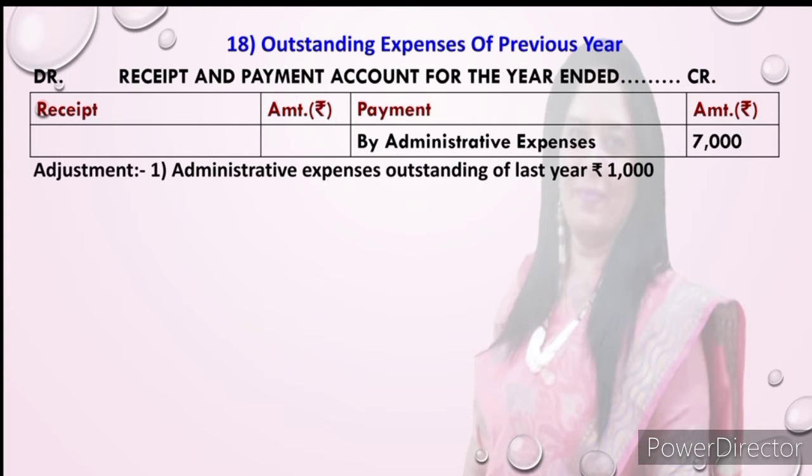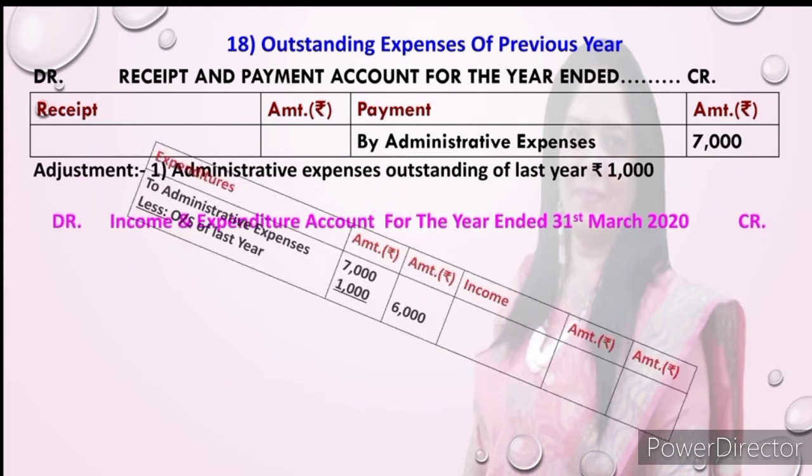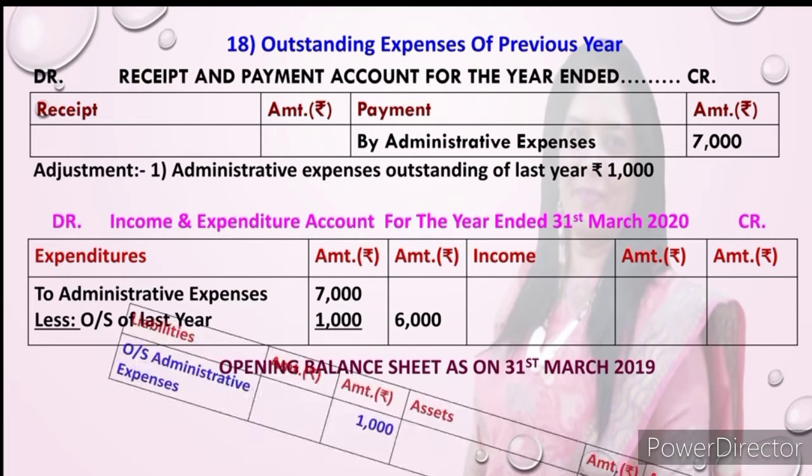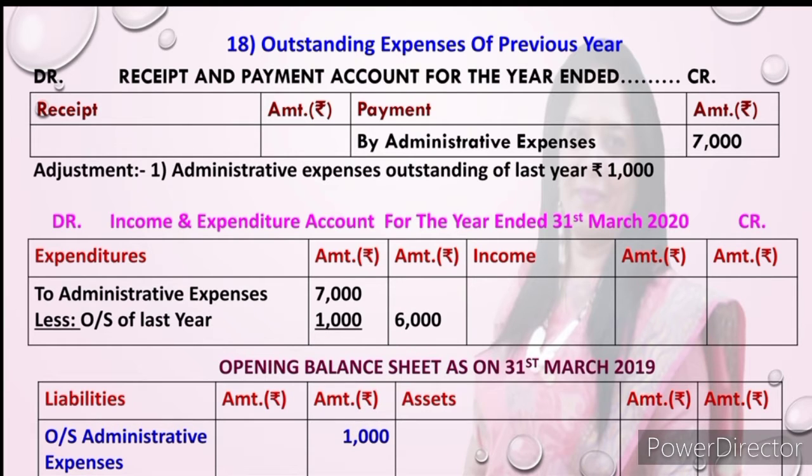The receipt and payment account is given, and on the payment side it is mentioned: by administrative expenses 7,000. The adjustment given is administrative expenses outstanding of last year 1,000 rupees. First of all, this administrative expenses 7,000 we will record in the income and expenditure account debit side. We will record it as to administrative expenses 7,000.